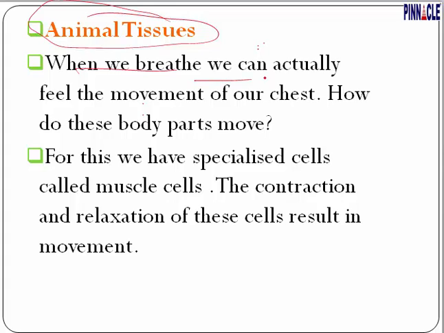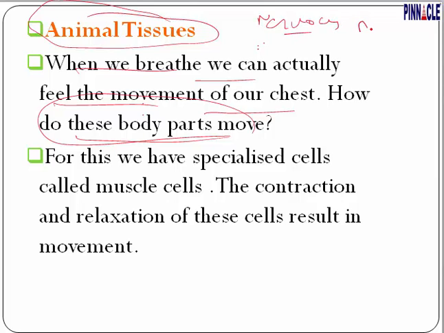When we breathe, we can actually feel the movement of our chest. How do these body parts move? Let me show some kinds of tissue so that you can have a picture in your mind. For example, nervous tissue. Nervous tissue is related to the nerves. Nerves means related to the brain, impulses, brain messages. There are specialized cells, nerve cells, called neurons, and these are specialized for the function of transmission of messages.